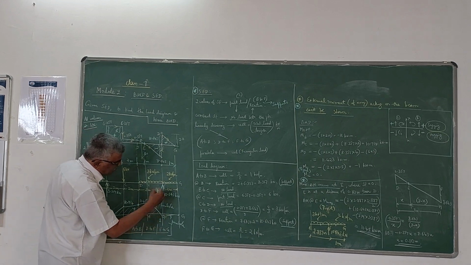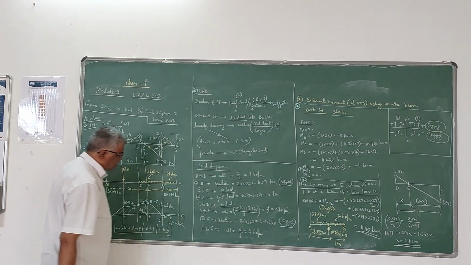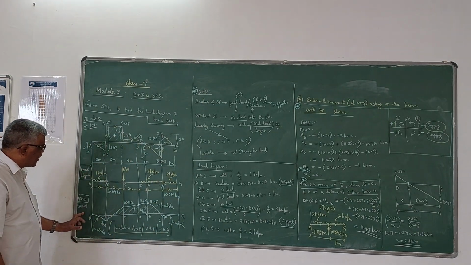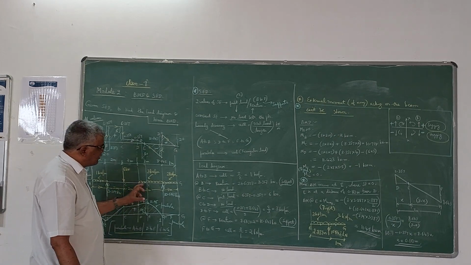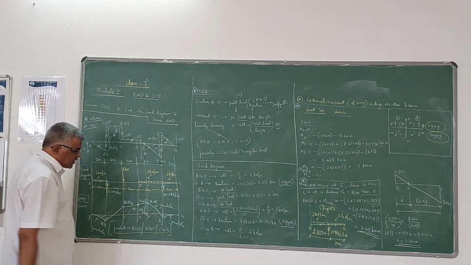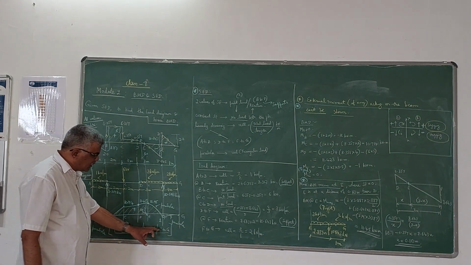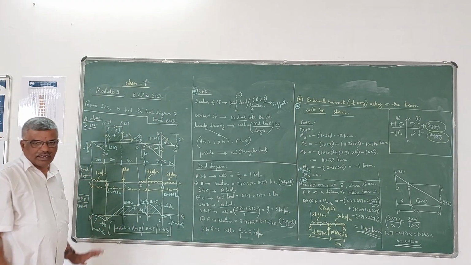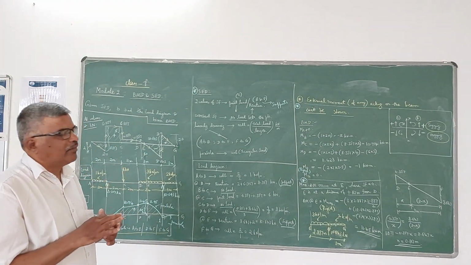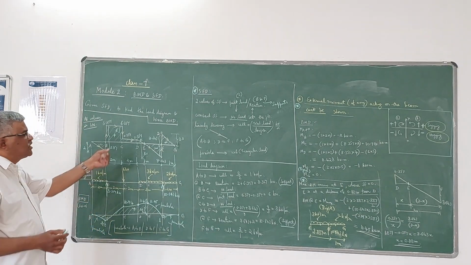Then another parabola from F to G because this is a different UDL. So there are three parabolas here: from A to B one parabola, D to F another parabola, F to G another parabola. Rest of them are straight lines. So I have written here parabola A to B, D to F and F to G, remaining are straight lines. So this is how we can find out the bending moment diagram given the shear force diagram.